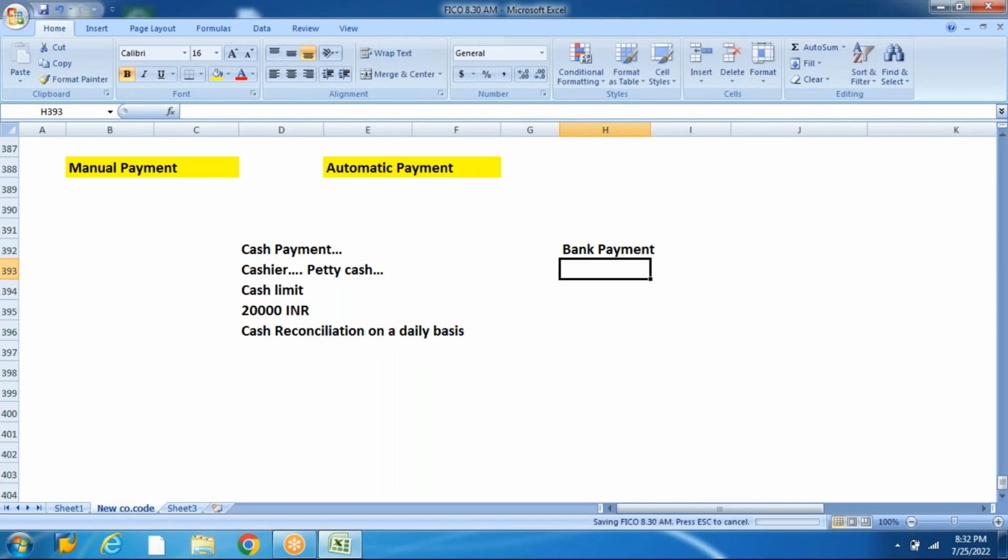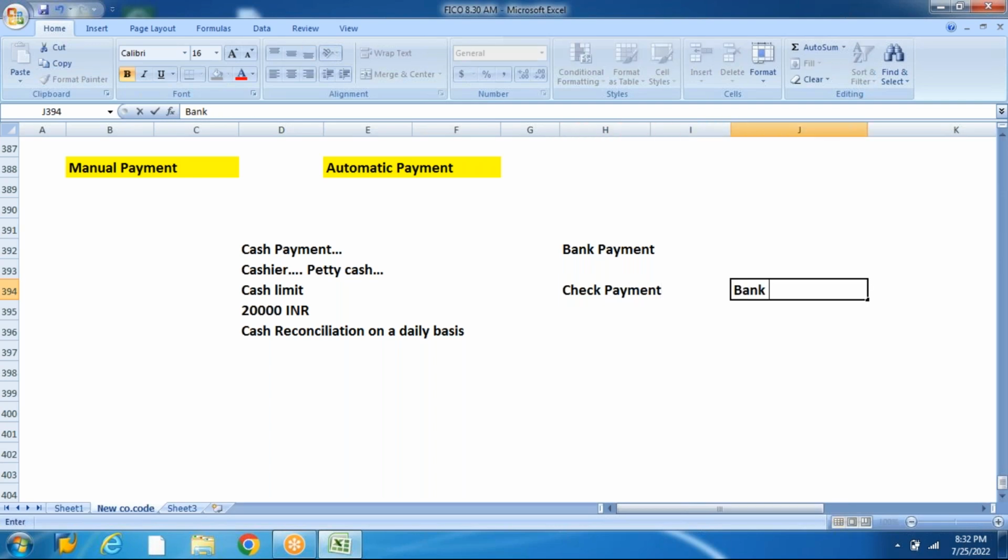When I say bank payment, there are two ways that we discussed in the bank. What are those two? One is your check payment, and the other one is your bank transfer.